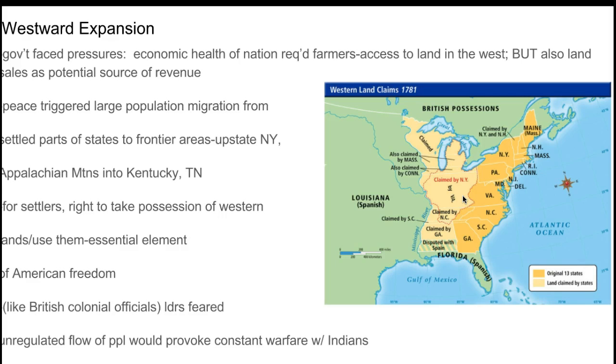Just like the British colonial officials had worried, the new leaders were worried about how they were going to have constant warfare with all these 100,000 Indians who lived east of the Mississippi but west of the new states. So they knew that it was going to be an issue, that the Native Americans were going to be a problem.